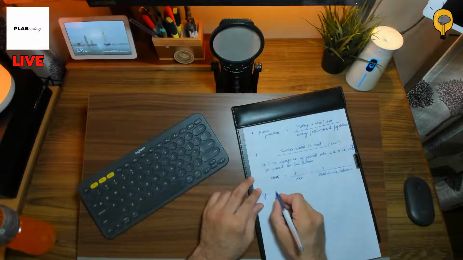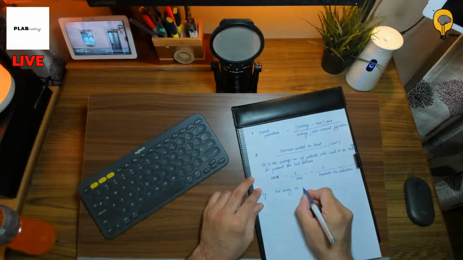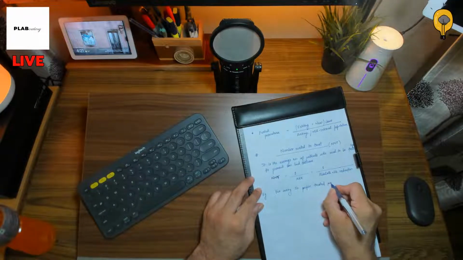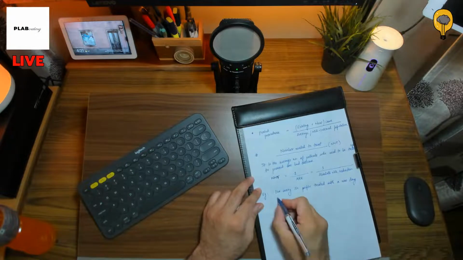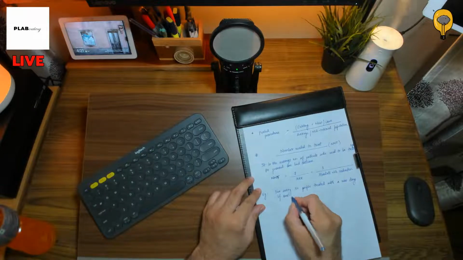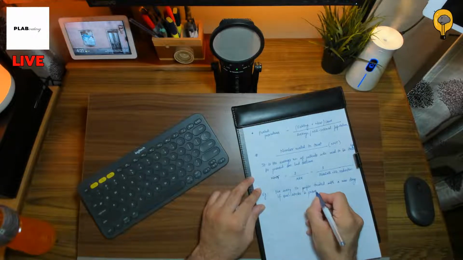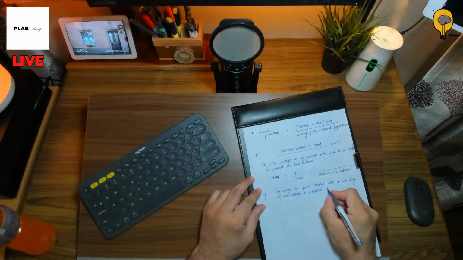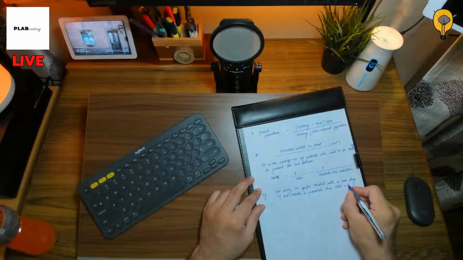For example, for every 50 people treated with a new drug, if one stroke is prevented, then NNT is equal to 50.